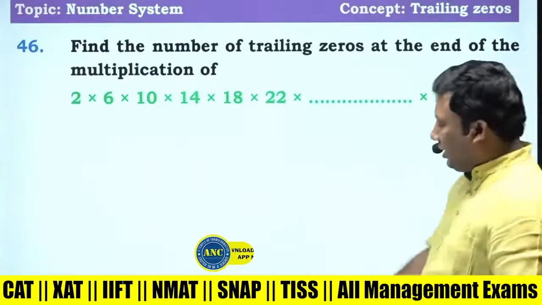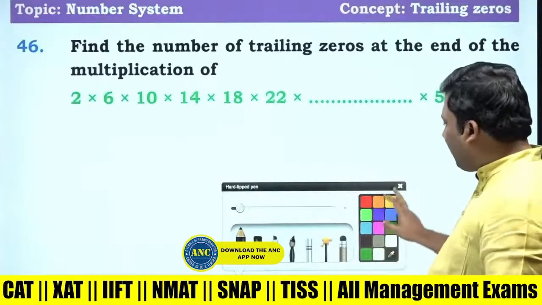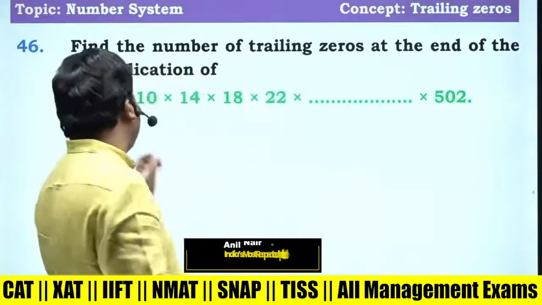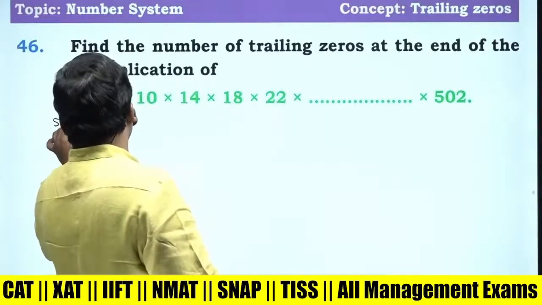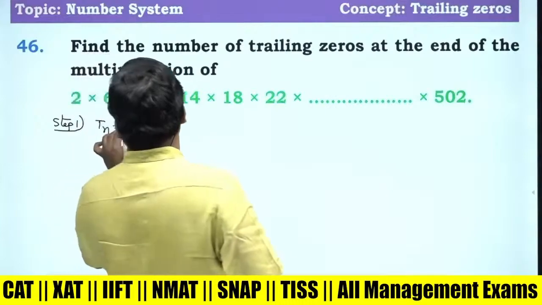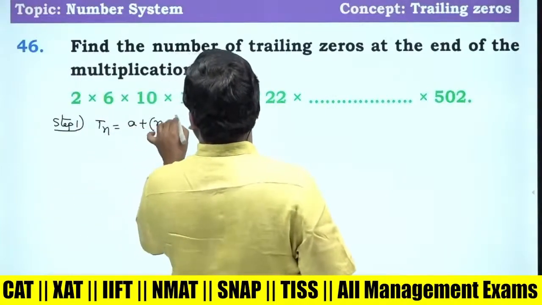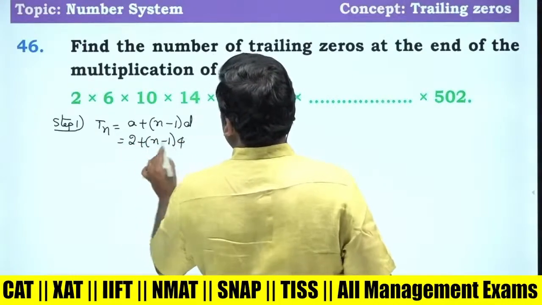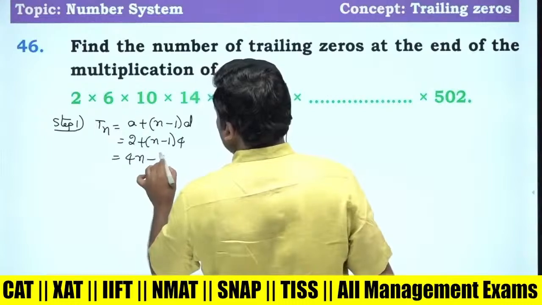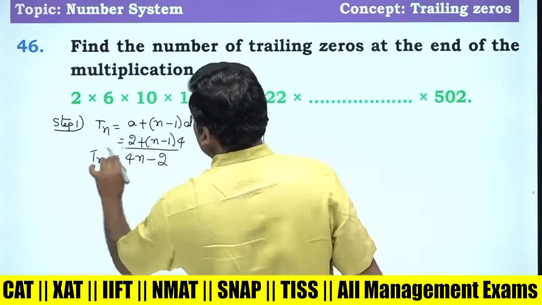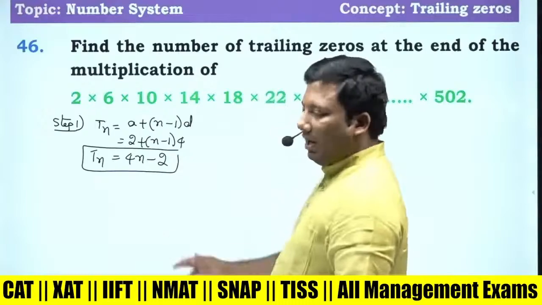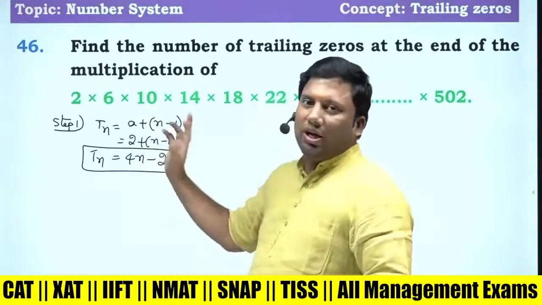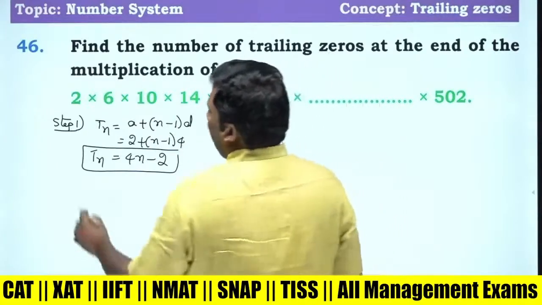2, 6, 4, 10. Same model, only the nth term is different. Find the number of trailing zeros. The series is given in arithmetic progression. Step number 1. Tn equivalent to a plus n minus 1 into d. 2 plus n minus 1 into 4. So this will be 4n minus 2. Check whether 4n minus 2 is the nth term. N value 1, 4 minus 2, 2. N value 2, 8 minus 2, 6. N value 3, 12 minus 2, 10. Tn is 4n minus 2.